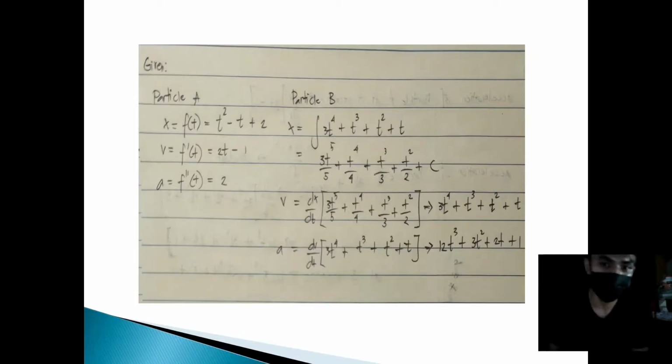So it's already given. And then for the formula for acceleration, we're going to find the derivative of v with respect to t. So that's going to be the derivative of 3t raised to the 4th plus t cubed plus t squared plus t. The answer is going to be 12t cubed plus 3t squared plus 2t plus 1. Okay, so those are the given based on the two formulas given in the problem.